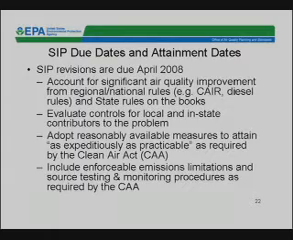April of 2008, and in those plans, states should account for significant air quality improvement that is already being achieved from regional and national rules, such as the Clean Air Interstate Rule, different mobile source rules that are controlling diesel emissions, and so on. And then evaluate controls for local and in-state contributors to the problem. This is all designed to adopt reasonably available measures to attain as expeditiously as practicable as required under the Clean Air Act. And these SIPs should include enforceable emission limits and source testing and monitoring procedures as required.